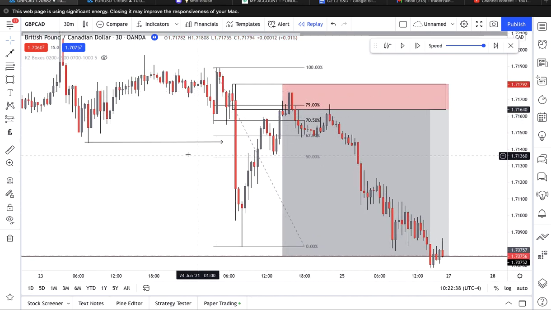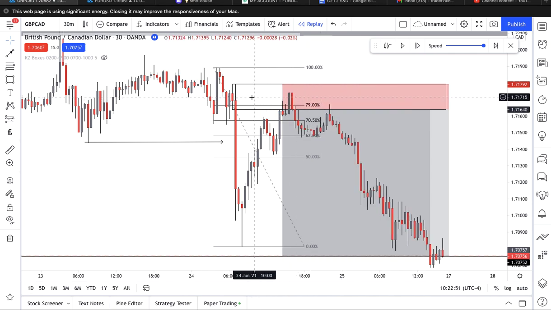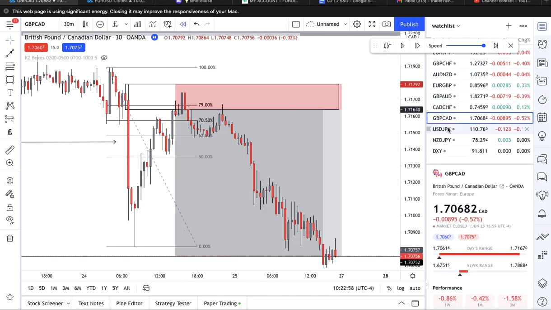Now does it make sense to why I selected this zone? Number one, it broke structure. Number two, we have a clean indecision candle. Number three, this zone aligns perfectly with our discounted Fibonacci level. So this will be classified as a premium supply. So when price pulls back into it, we would look to sell off. Now let me show you guys another example.